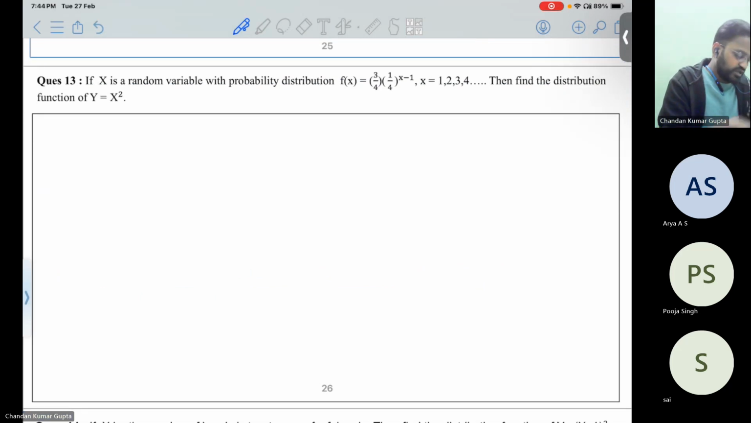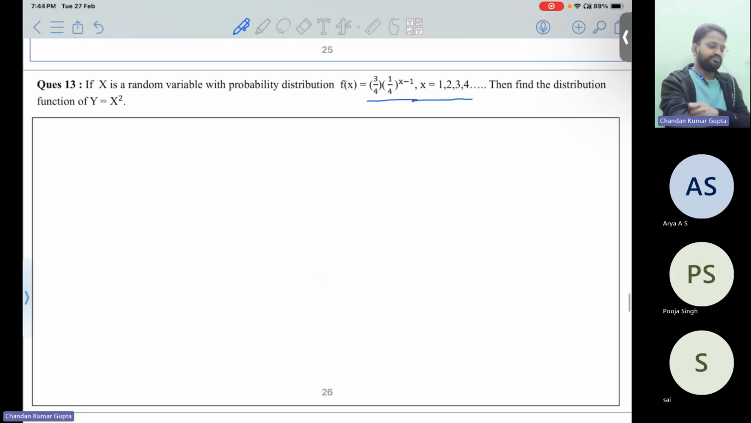Now, if x is a random variable with this probability distribution for x equal to 1, 2, 3, 4, then we need to calculate the distribution function of y equal to x square.